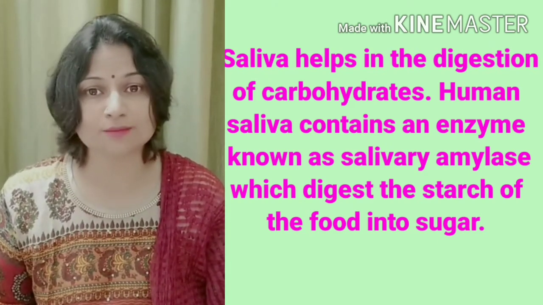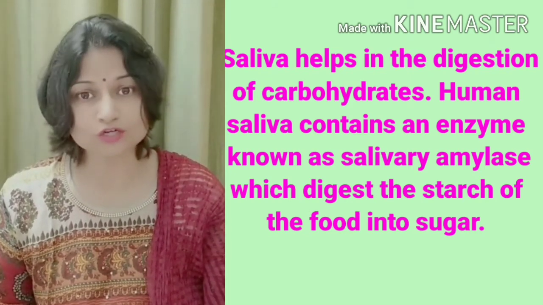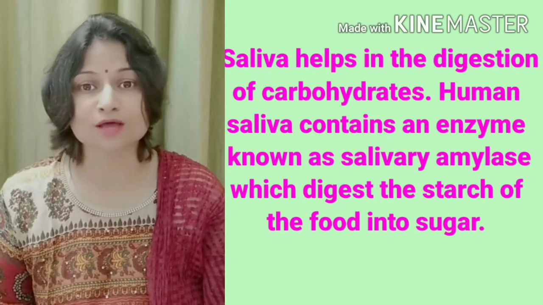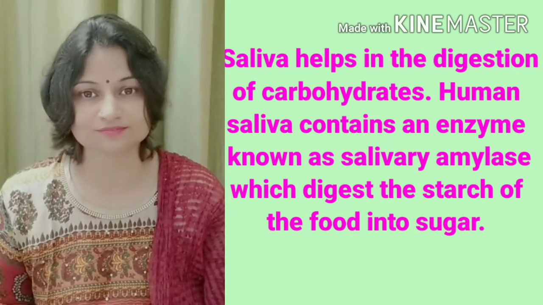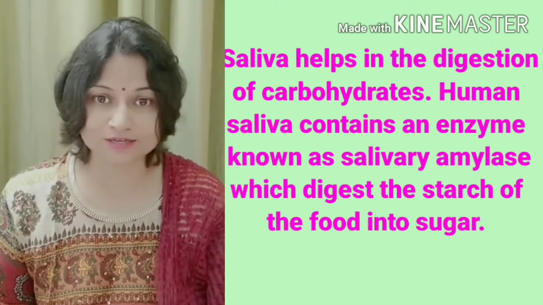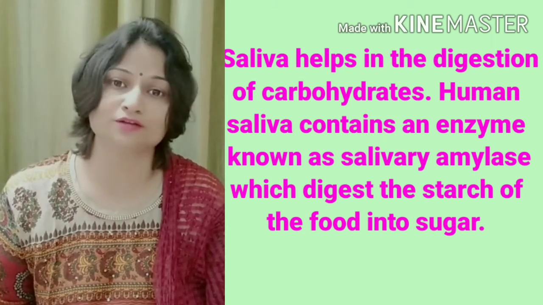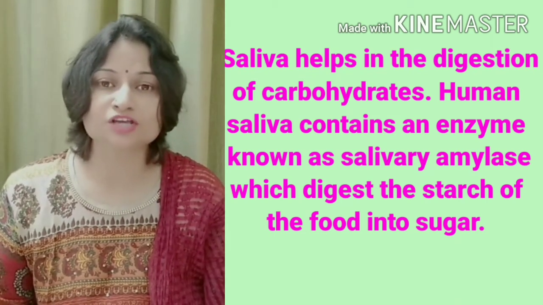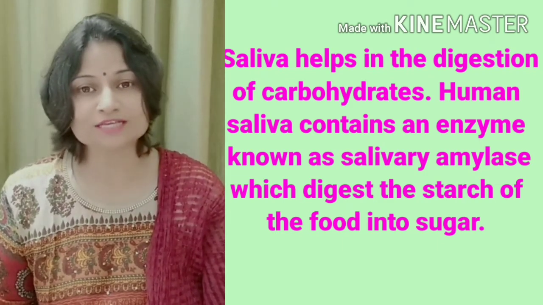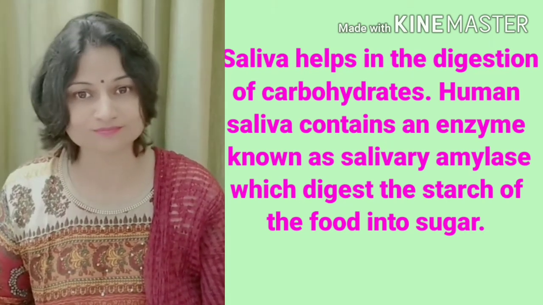Saliva contains salivary amylase. Salivary amylase is an enzyme. You know what is enzyme? Enzyme is a biological catalyst. It helps in digestion. Now what does salivary amylase do? It helps in the digestion of carbohydrate. It starts changing starch into sugar. So you can say the digestion of carbohydrate itself starts in the buccal cavity.